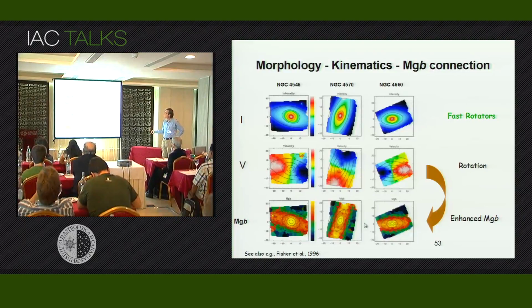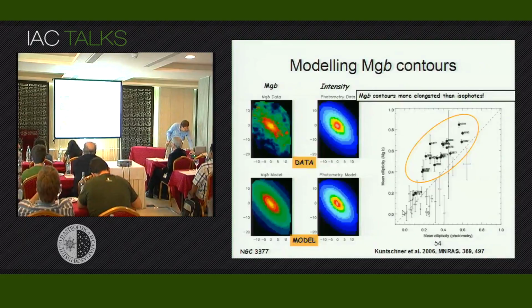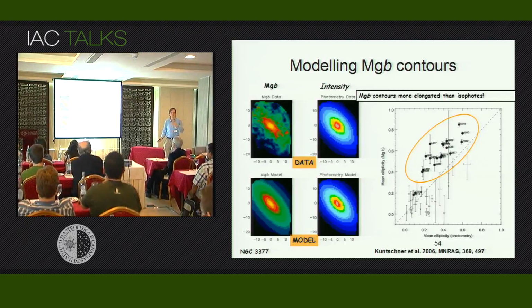And then you see that magnesium, and definitely Mg over Fe, is elongated, even with higher ellipticity than the isophotes. And you can see it here from measurements: the ellipticity of the Mg b versus the mean ellipticity of the object. And you see a number of objects that are above. What's that? What's happening there?